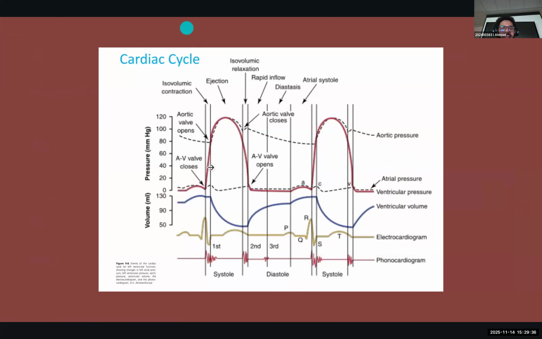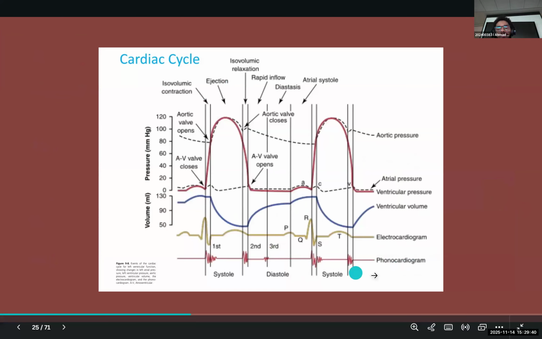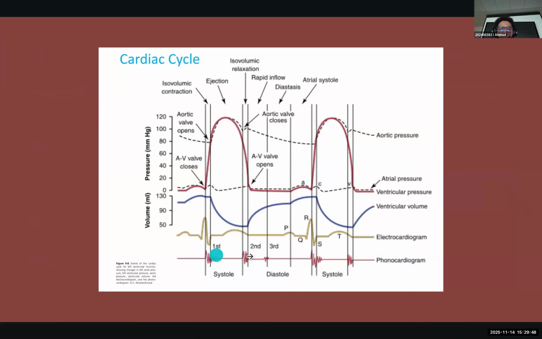So here's the cardiac cycle. Let's quickly go through it. Let's start from the bottom. Phonocardiogram. Phono, if I'm not mistaken, in Greek means sound, or voice, something like that. But this is basically about the heart sounds. S1, S2 are not really too important for this lecture. The ECG, you guys are familiar with it. And then the rest of these are what's important in the cardiac cycle lecture.